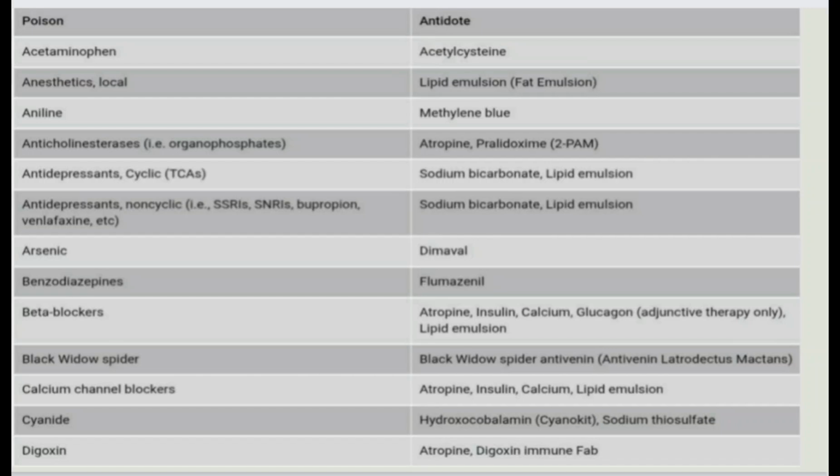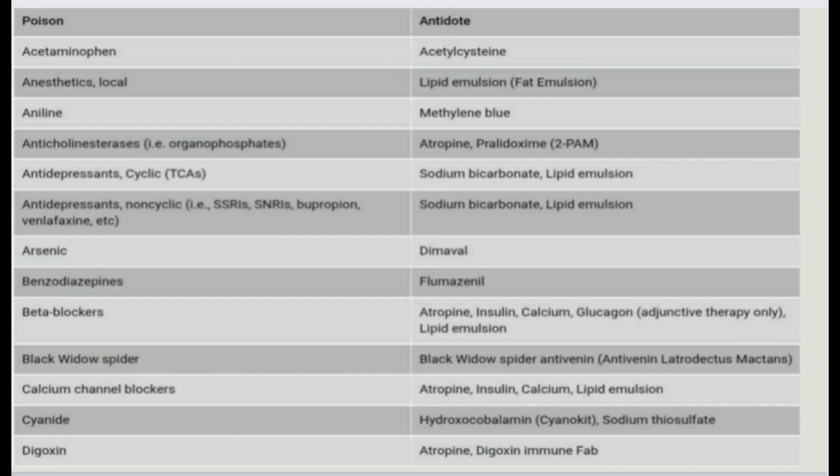Then anticholinesterases, that is organophosphates: in that case, atropine and pralidoxime are used. Then antidepressant or cyclic TCAs: in that case, sodium bicarbonate and lipid emulsion are used. In case of non-cyclic antidepressants, for example bupivacaine, sodium bicarbonate and lipid emulsion are used.